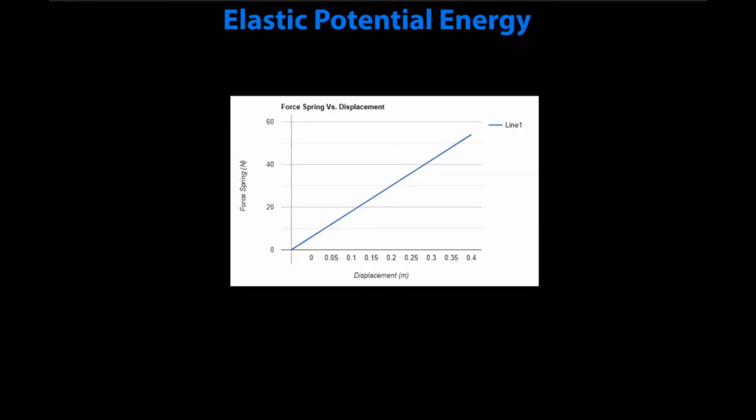Everyone, welcome back. Today we're going to talk about, derive, and use elastic potential energy. And we are going to start with the force spring versus displacement graph that we created when we talked about spring constant. And just like the other types of energy, we're also going to derive this from the work formula, which is the transfer of energy to or from the system.